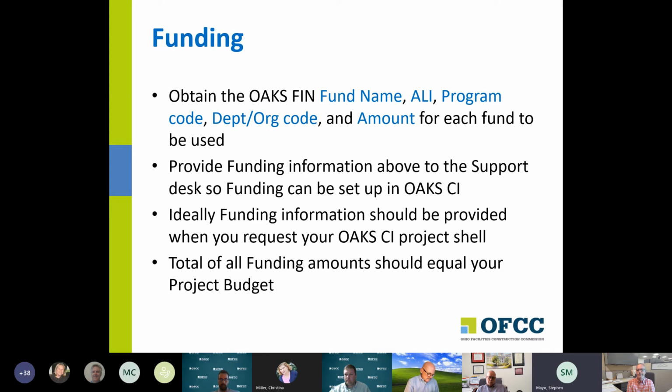And then ideally, we want that funding information when you request your OCI project shell. So we want to go ahead and get it when we set the project up. So in those early discussions with the agency, we're going to have to add the question of, hey, how are you paying for this? What are the ALI, program code, and department org code that you might need?